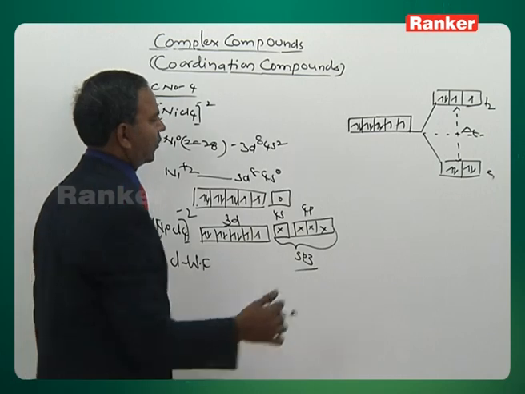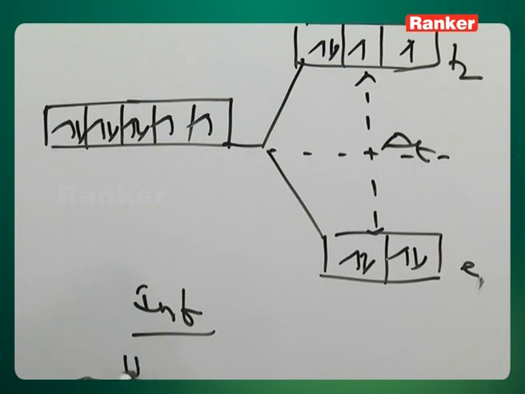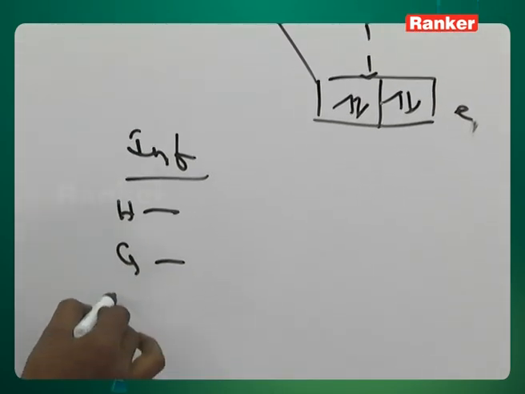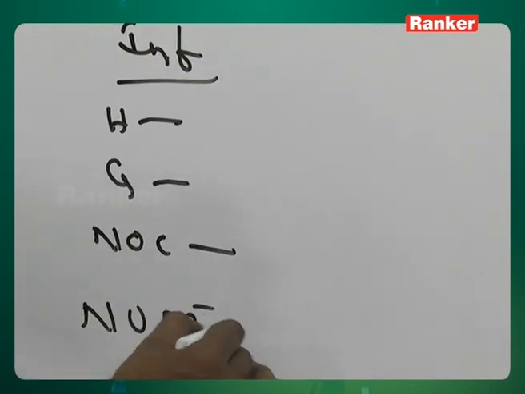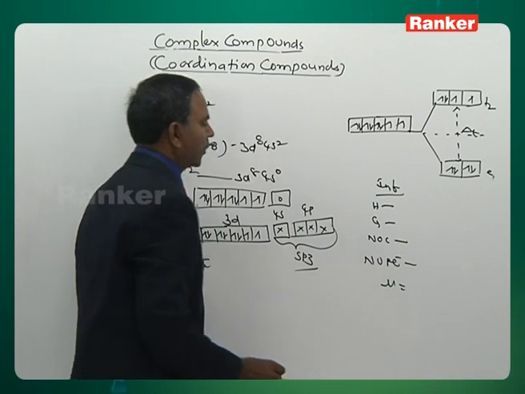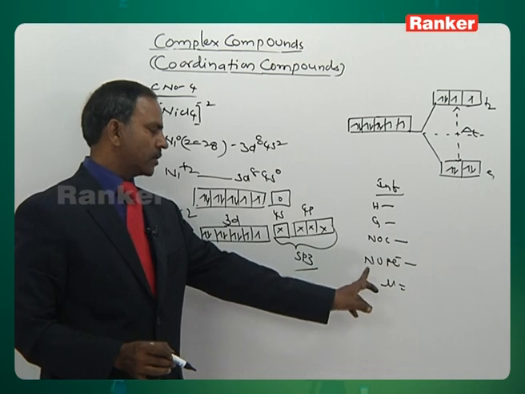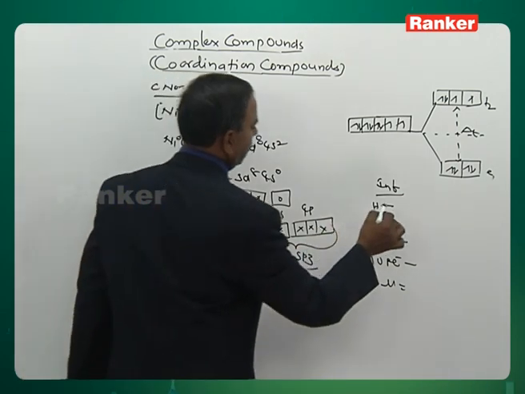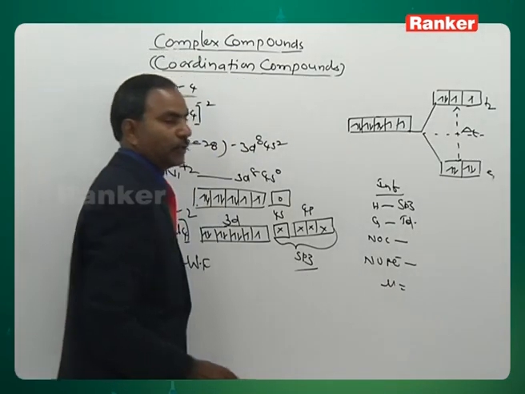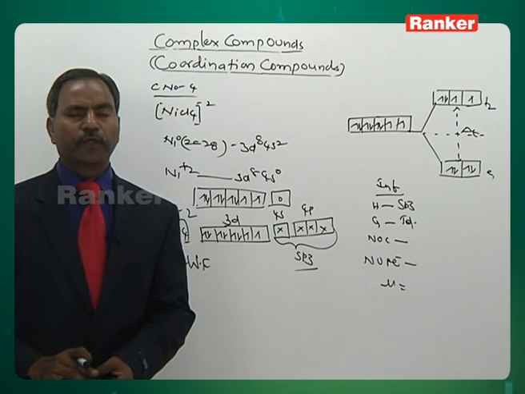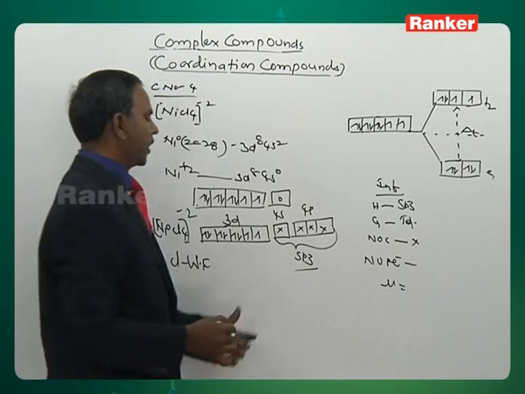Next, let us see this. What is the information about the complex? Hybridization, geometry, nature of the complex, number of unpaired electrons, and magnetic moment. Hybridization, we have solved it as sp3. Geometry is tetrahedral. With sp3 hybridization, you know well the geometry comes to be tetrahedral. Coming to the nature of the complex, we need not say anything.